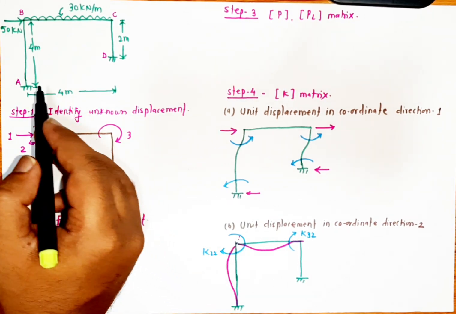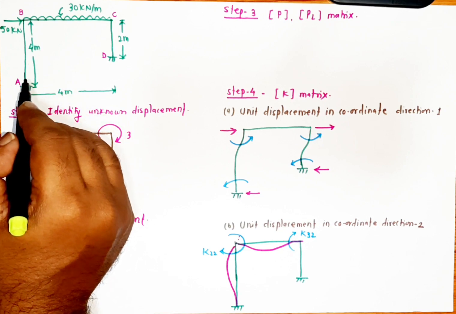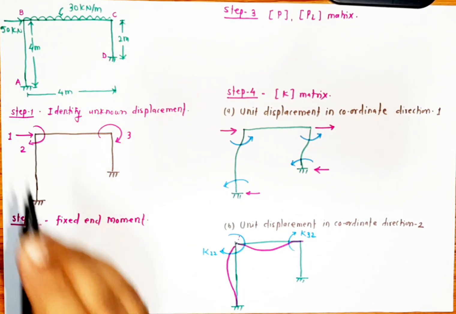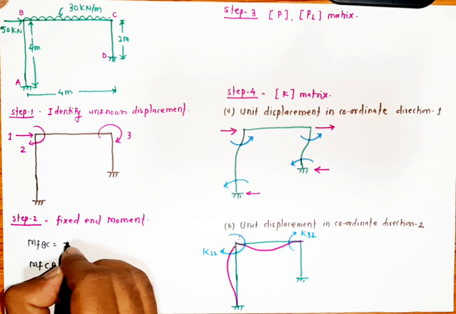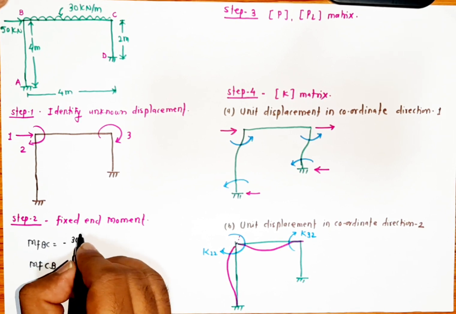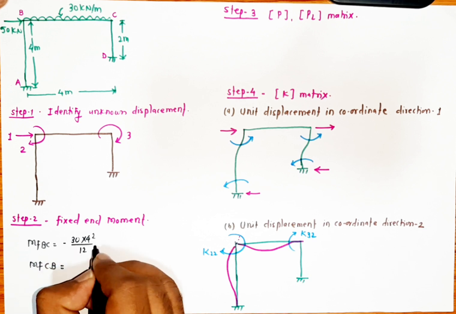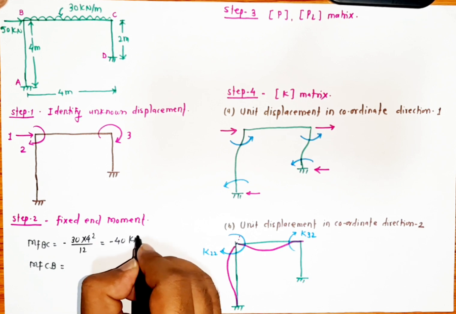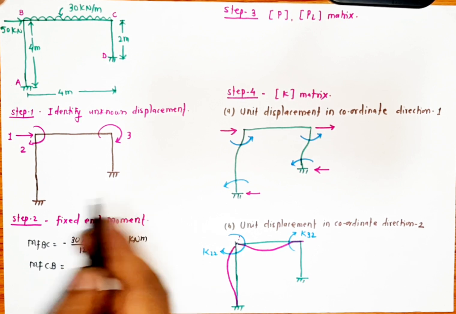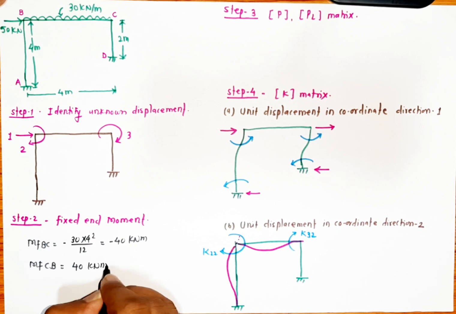Here we can find a fixed end moment only for BC and CB, because there will not be any fixed end moment for AB and CD. Therefore MFBC is equal to minus 30 into 4 square divided by 12, WL square by 12, that is nothing but minus 40 kilonewton meter, and MCB is also plus 40 kilonewton meter.